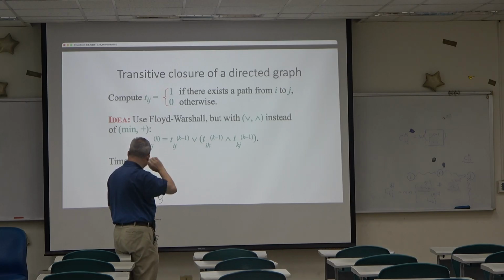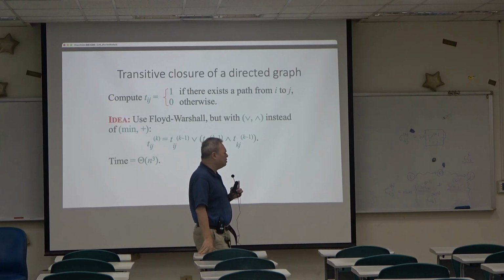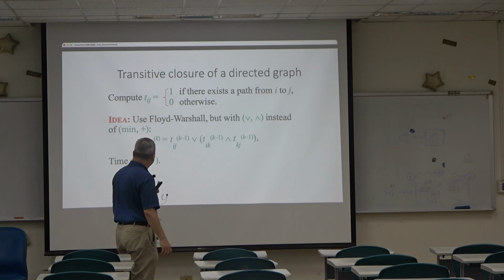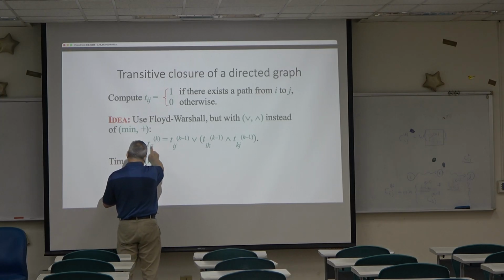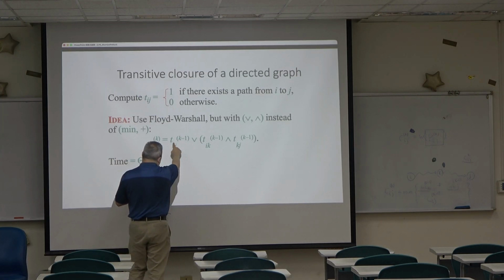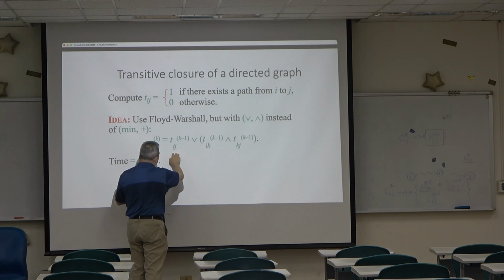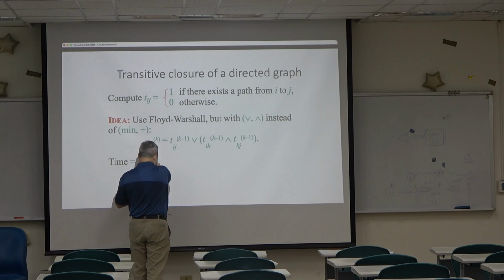But now, instead of calculating the cost, we don't care about the cost. We care only if there's a path between them or not. Again, we have the superscript K here. T_ij^K would be T_ij^(K-1), if we are already able to go from I to J with an intermediate node lower than or equal to K minus 1, then this is obviously 1.